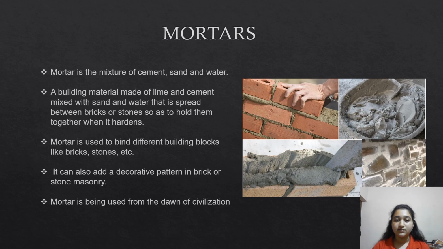Mortars. Mortar is a mixture of cement, sand and water. A building material made up of lime and cement mixed with sand and water that is spread between bricks or stone so as to hold them together when it hardens. Mortar is used to bind different building blocks like bricks, stones, etc. It can also add decorative patterns in brick or stone masonry. Mortar has been used from the dawn of civilization.